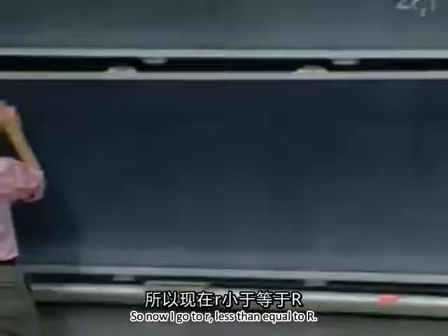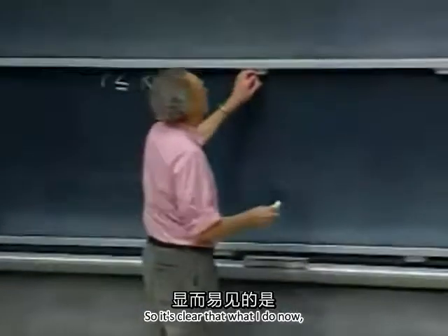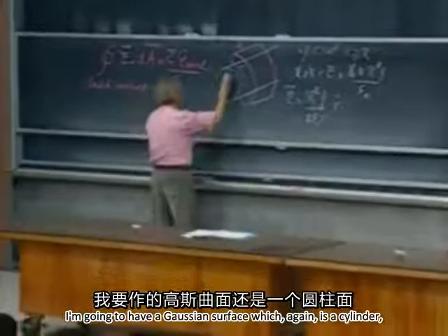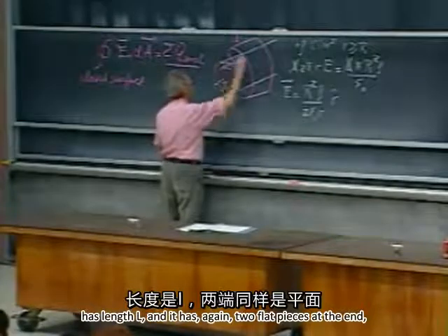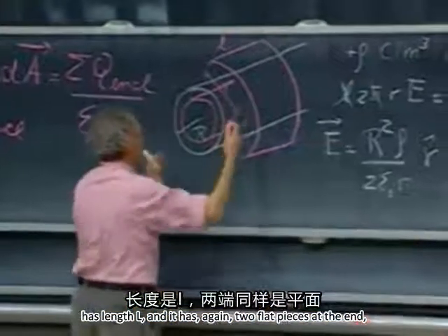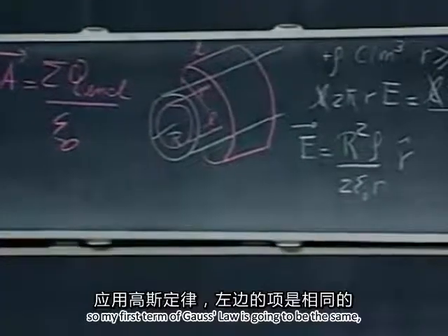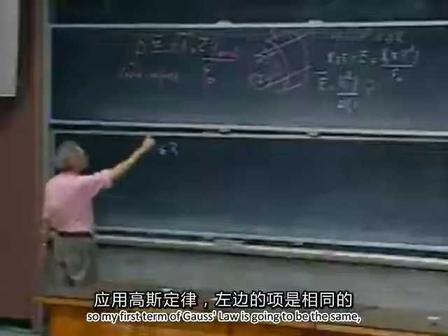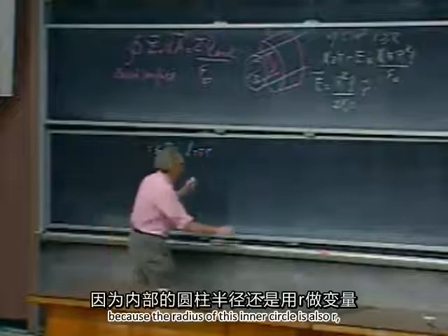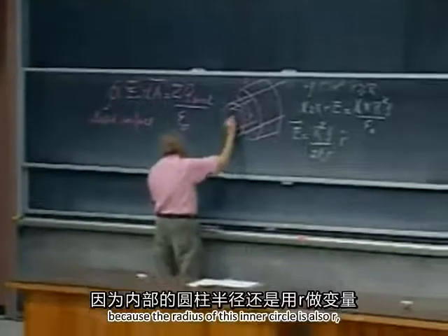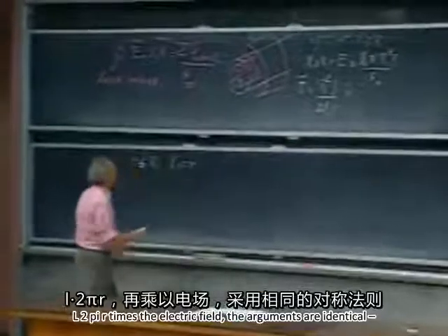So now I go to little r less than or equal to capital R. So it's clear what I do now: I'm going to have a Gaussian surface which again is a cylinder. It has length L. And it has again 2 flat pieces at the end. So no flux will go through those 2 pieces. So my first term of Gauss' law is going to be the same. I have L times 2 pi little r, because the radius of this inner circle is also r. L 2 pi r times the electric field.